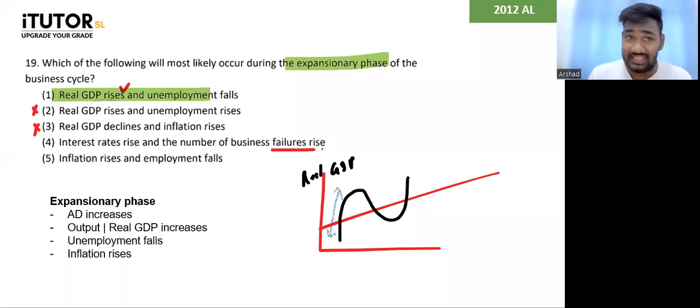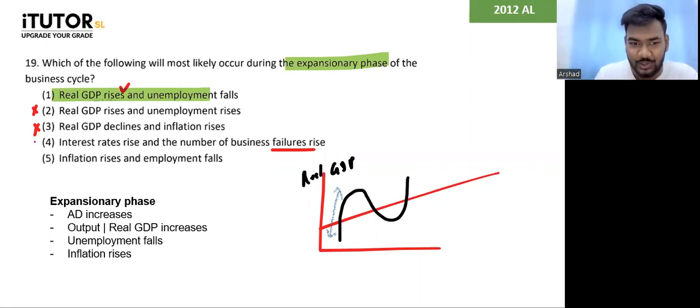Now, during an expansion, businesses are doing well. That's why the actual output is going up. And this interest rate rising is no, guys. During an expansion, the interest rates are actually low. That's why firms are borrowing and investing, and actual output is going up. And then when it reaches the peak, the government will come and implement a contractionary policy. Then it will start to come down.